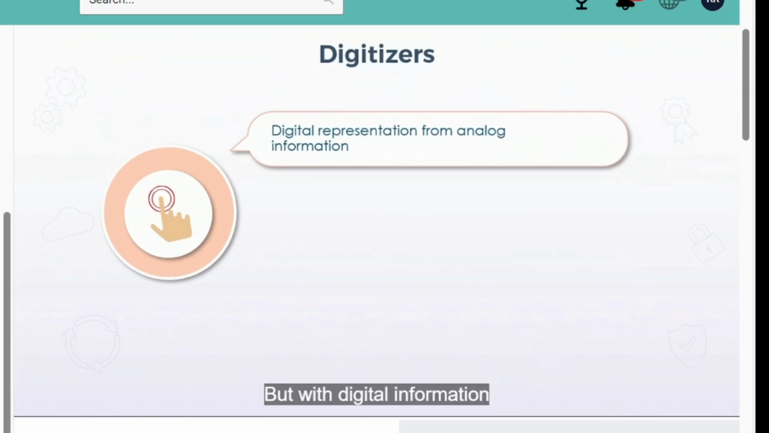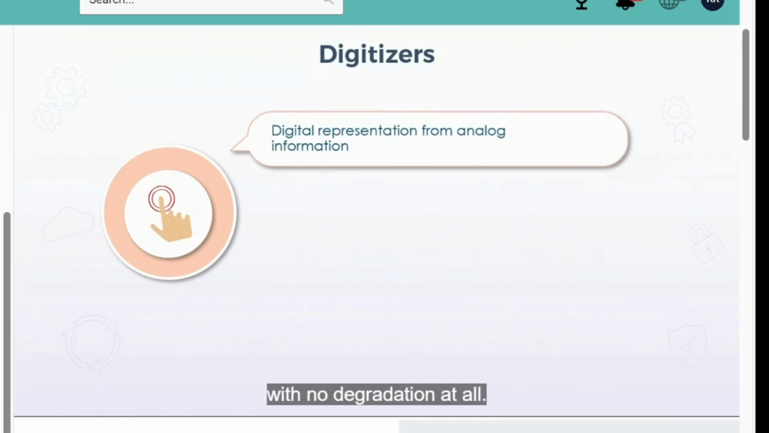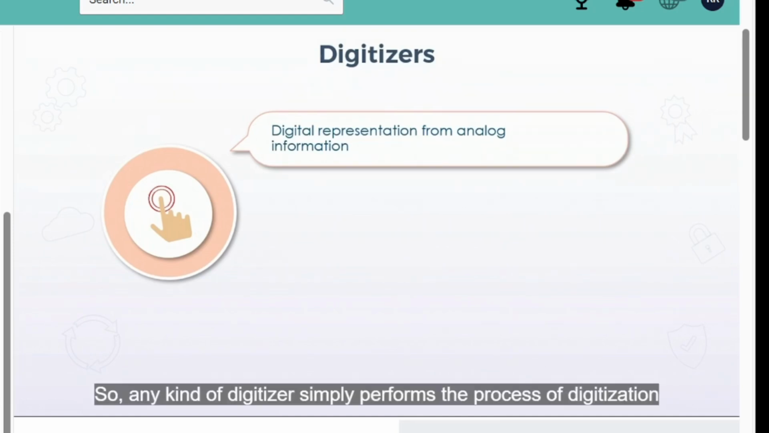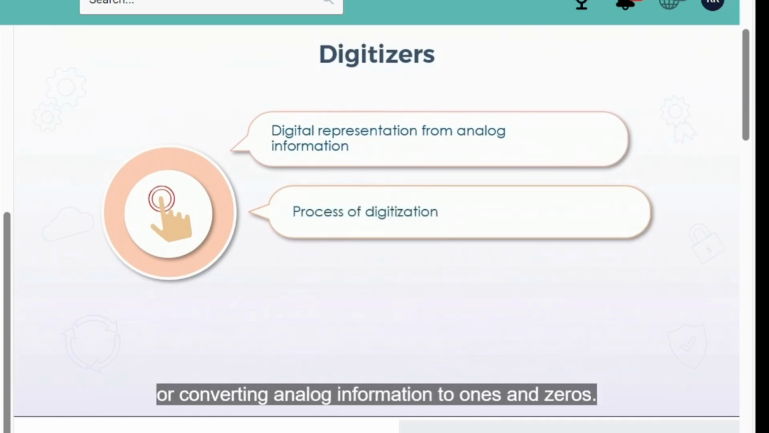more. But with digital information, it's all just a series of ones and zeros, which can be identically copied in theory an infinite number of times with no degradation at all. So any kind of digitizer simply performs the process of digitization, or converting analog information to ones and zeros.